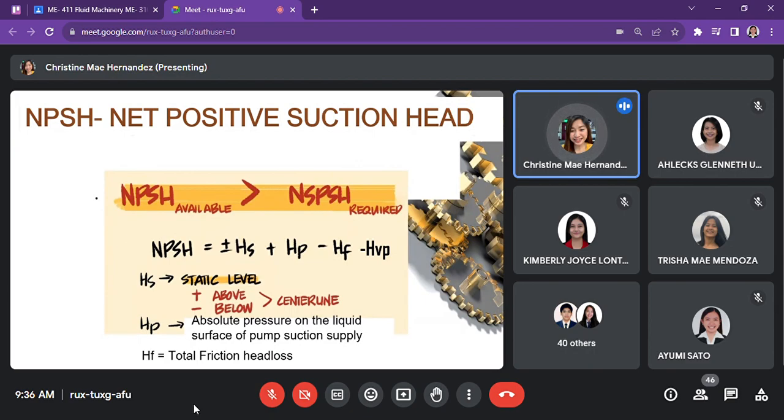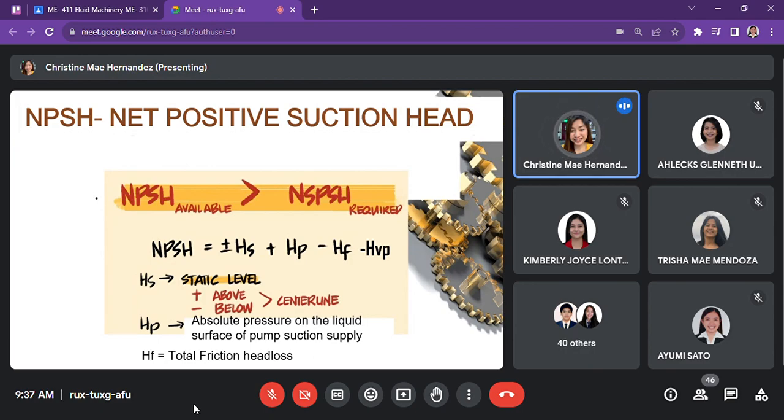So, HS meaning static level or gagawin mo siyang positive or negative if above or below the center line. Meron din tayong HP which is the absolute pressure. So, HP is the absolute pressure corresponding to the surface of the liquid from which the pump draws, or this will be the atmospheric pressure corresponding to the altitude of the unit if the tank is open, or the absolute pressure in the heater or closed tank from which the pump takes liquid.